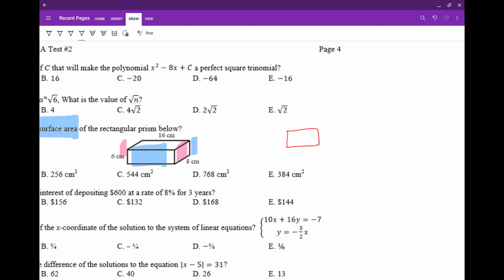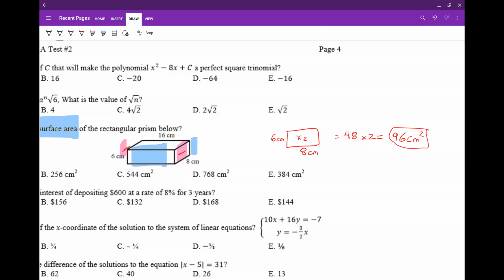If I were to redraw that rectangle, I'd have a base of 8 centimeters and then a height of 6 centimeters. And then this is times 2 because there's 2 of these rectangles that we need to find the area of. Multiply and you get the area of the red one as 48. And then there's a quantity of 2. So then the total area of the 2 red sides is 96 centimeters squared.